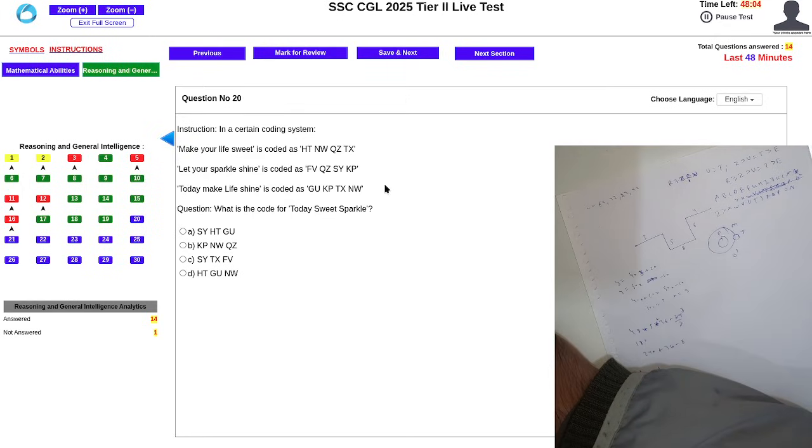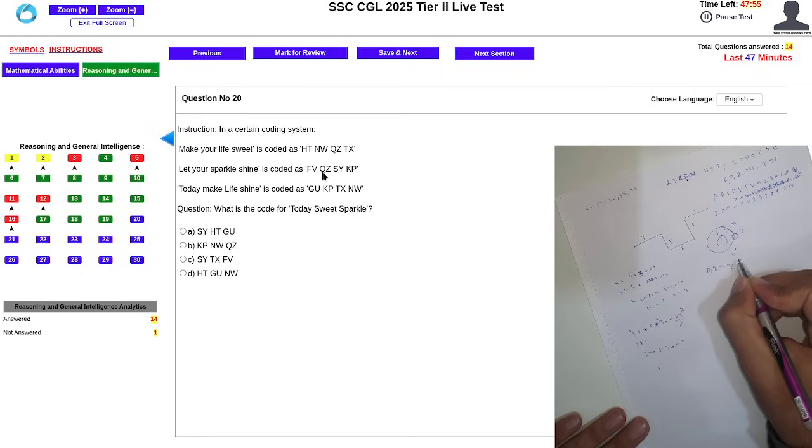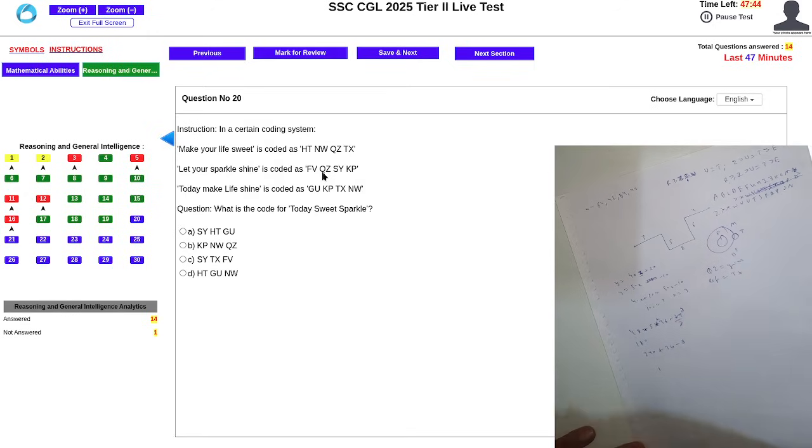Make your life sweet is created HT. Let your sparkle shine, QZ. Your QZ is equal to your. What is the code for today's sweet sparkle? TX. Life is equal to TX. Today's sweet sparkle.